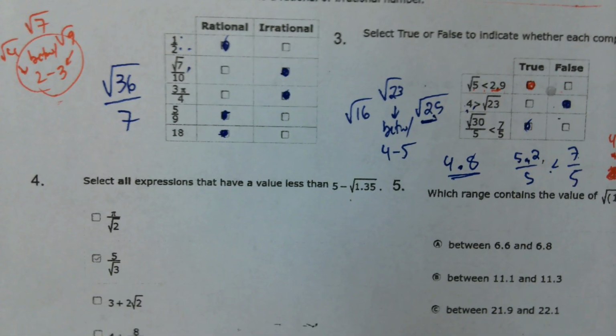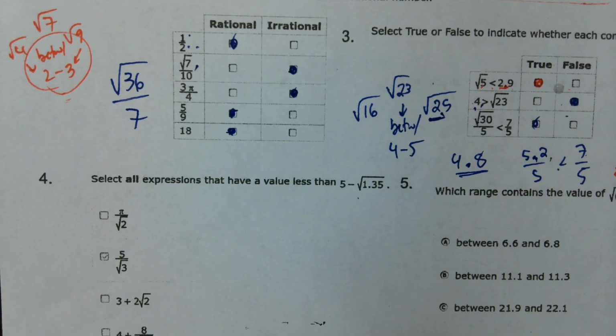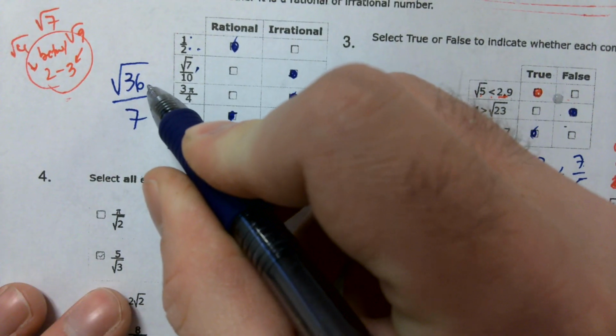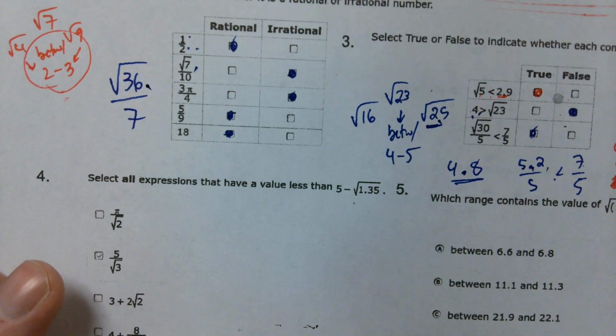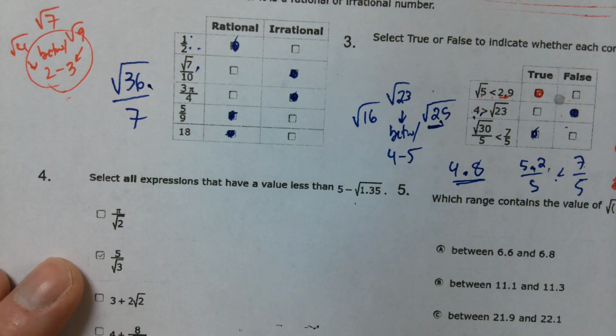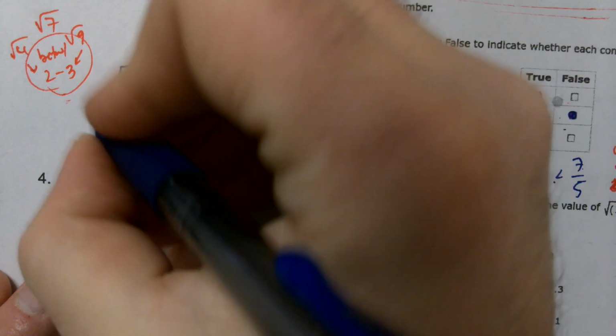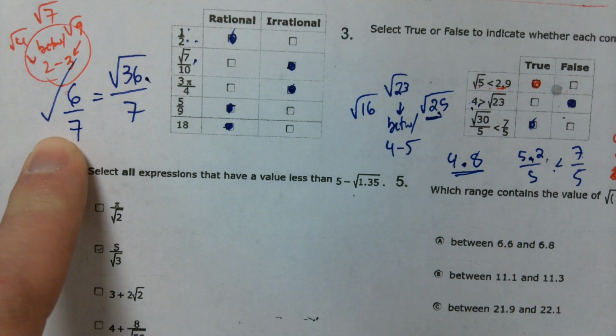Rational. Why is it rational? Square root of 36 is on the number line? Where is that on the number line? All the way. It never stops. Well, yeah, but I'm looking at just this number line, right? Where's the square root of 36 at? 6. We could simplify this to 6 over 7. Boom. That is rational, right?